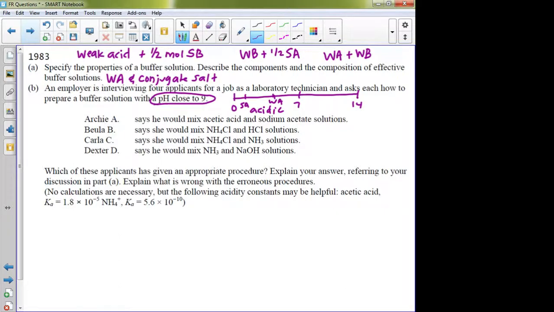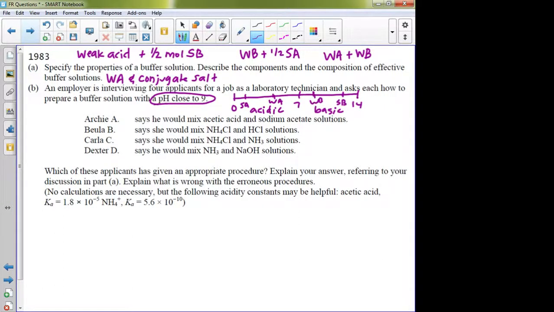So from anything greater than 7 to 14 is considered to be what? Basic, which would mean it has a lot of what? OH negative. So a strong base dissociates completely, so since it's going to have a lot of OH negative, I would expect it to be closer to 14, right? Whereas a weak base doesn't dissociate easily, so I don't get a lot of hydroxide, so I'm going to expect it to be closer in there. Do we see that? So a pH of 9 lets me know that I'm looking for something with a weak base. Does that make sense?